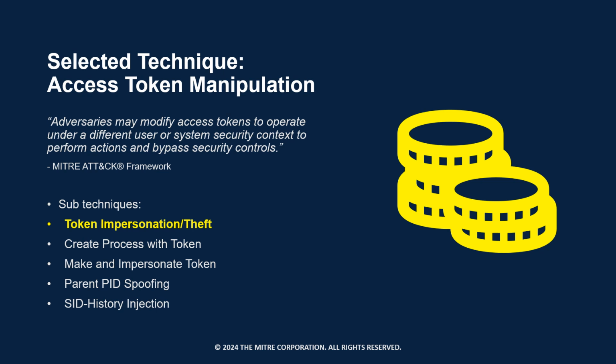However, adversaries can manipulate access tokens to make a running process appear as if it's the child of a different process or belongs to some other user. For the purpose of this course, we will scope our research and the rest of this course to the subtechnique token impersonation and theft. This involves copying access tokens from existing processes and applying them to other processes, spawning a new process, or making and impersonating tokens to escalate privileges and bypass access controls.